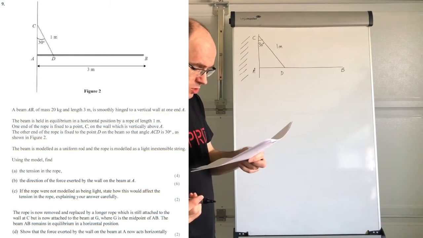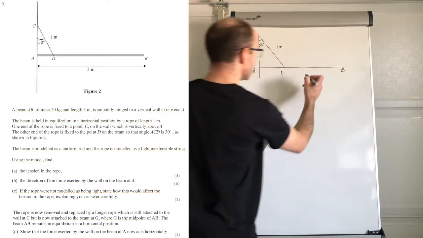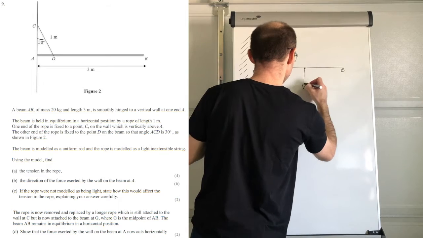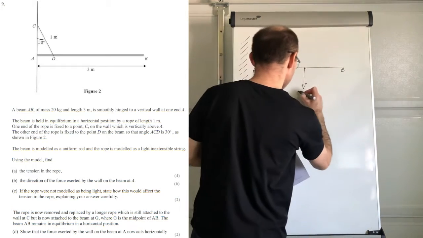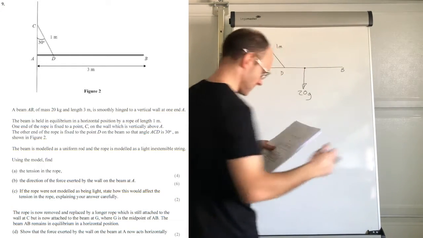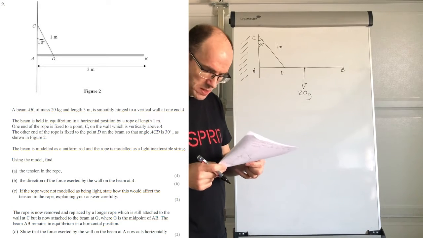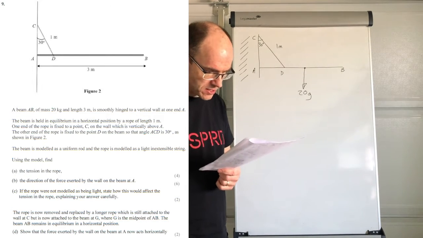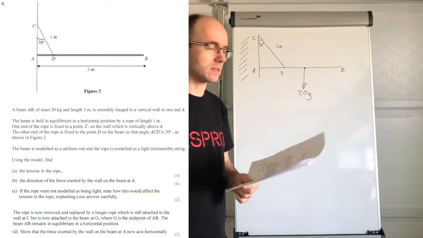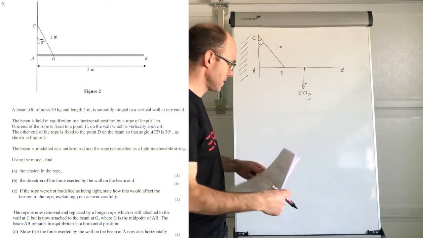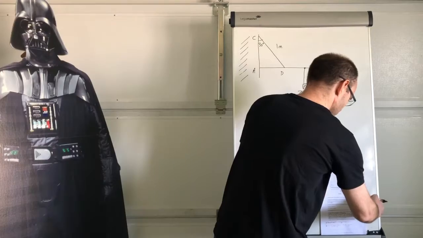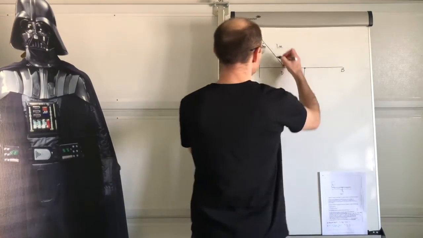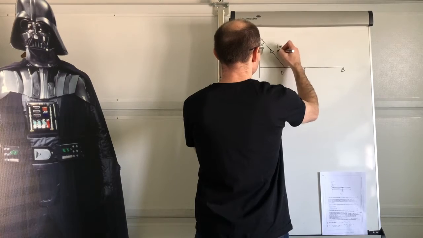The beam is modelled as uniform. Right, so I'm going to put in the weight of the beam there. So uniform, and the mass 20 kilograms, so 20G. And the rope is modelled as a light, inextensible string. Using the model, find the tension in the rope. Okay, find the tension in the rope. So I need to use that one now. So this is what we need to find.